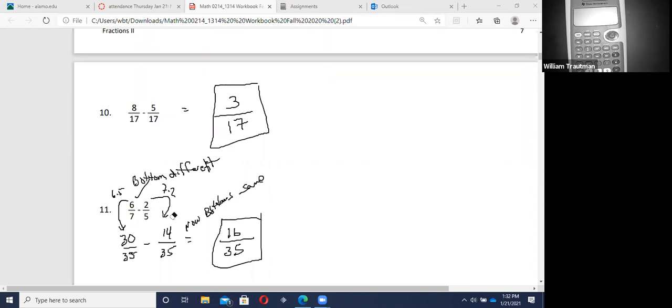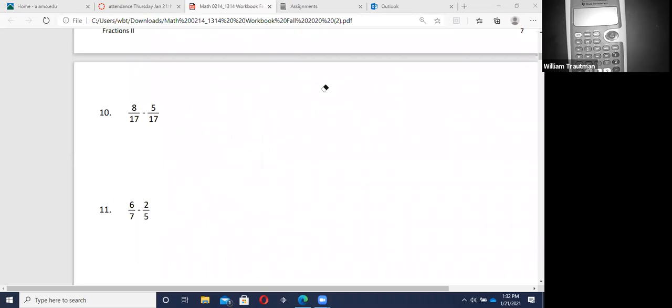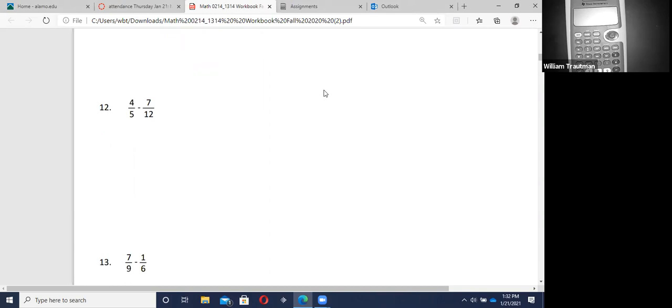It's really important to have good notes to where you're understanding. I can't stress that enough. And it's really important to be able to use that calculator.